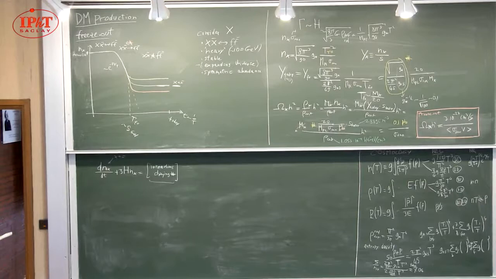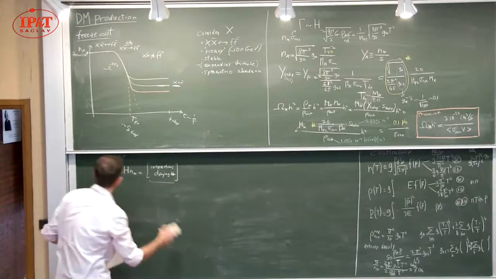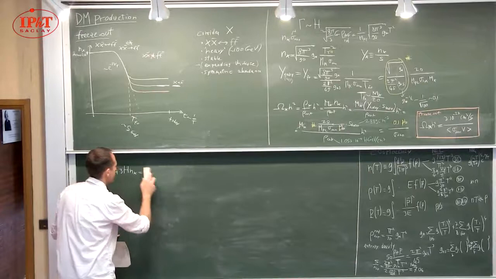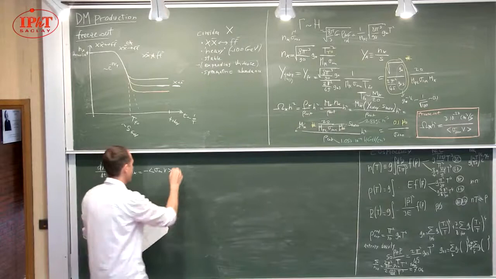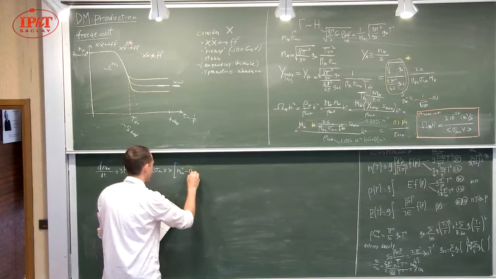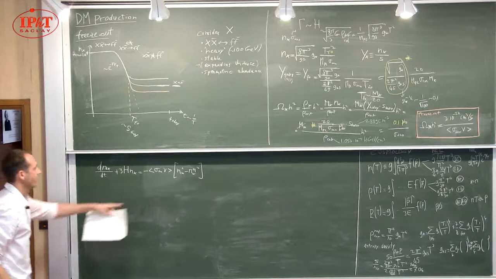So the left-hand side here, you can show from basic principles, starting from collision integrals and so on. On the right-hand side here, what you will have is sigma annihilation times v, thermal average, indeed this is the quantity that enters there, times n x squared minus n x equilibrium squared, where n x equilibrium is nothing but this quantity here.